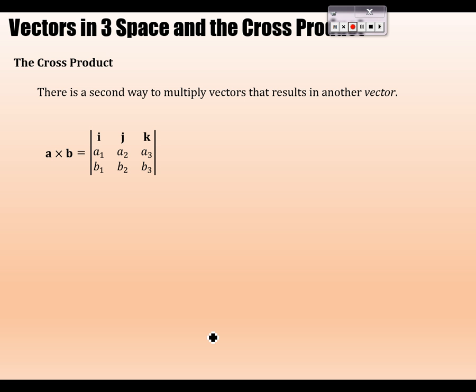Okay, here we go. The way I do this is I load the components of vector A and B into these 2 rows in order, and it matters that you put one and then the other. And up on top, I've got i, j, and k, our unit vectors in the x, y, and z direction.